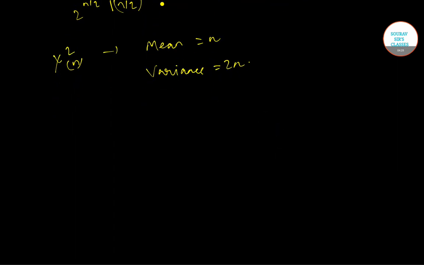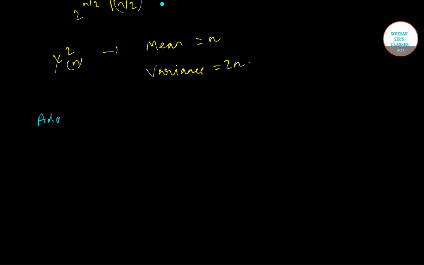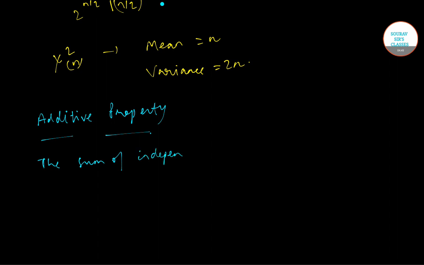And next I'm going to state the additive property of chi-square variates. So the additive property states that the sum of independent chi-square variates is also a chi-square variate.